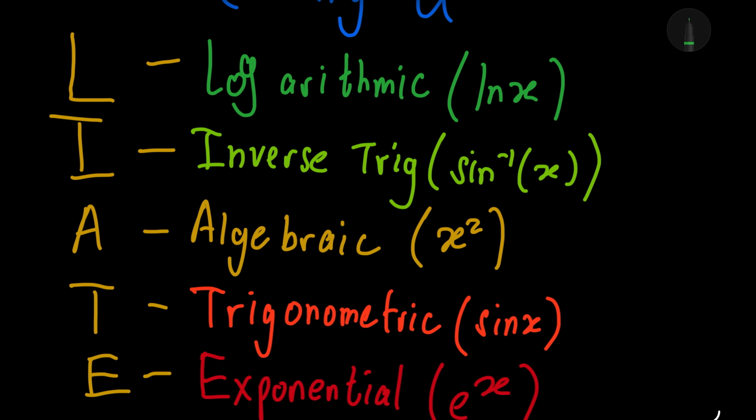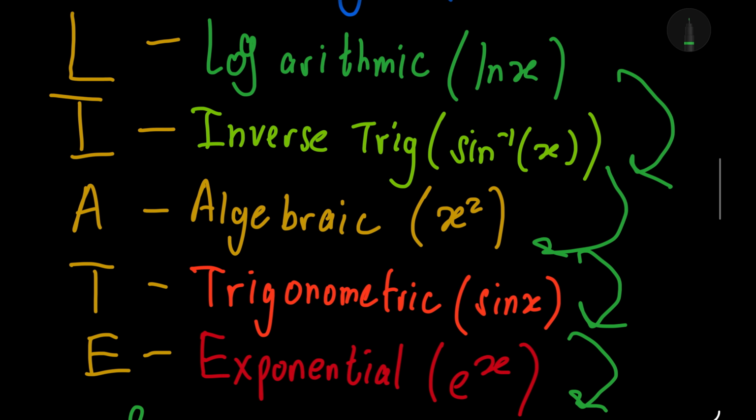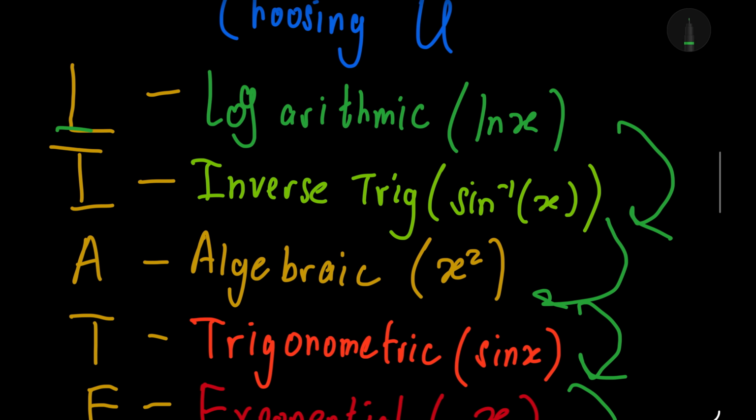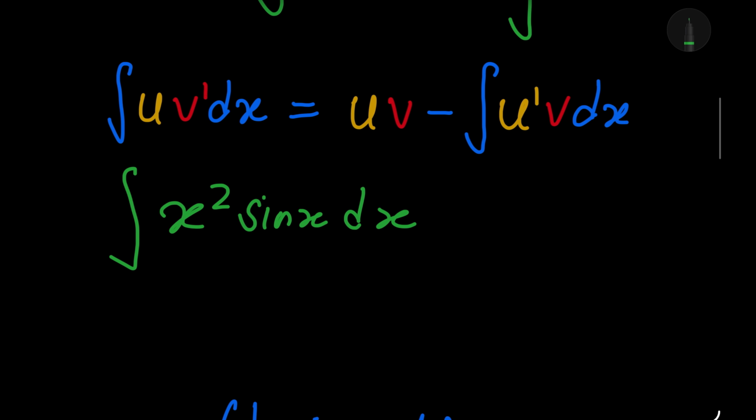Now L, logarithmic, is the most desirable u, and I'll explain why in a second. But then it's inverse trig, then it's algebraic, then it's trigonometric, and then it's exponential. So for our u candidate, our least preferable is exponential and our most preferable is logarithmic. Now let me show you why that is the case.